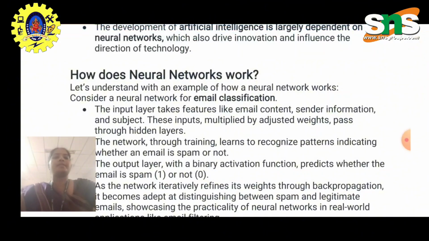Now we are going to see how neural networks work. So let's understand with an example of how a neural network works. Consider a neural network for email classification. I have given an example here.